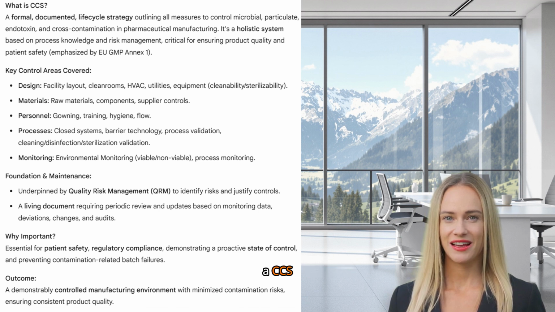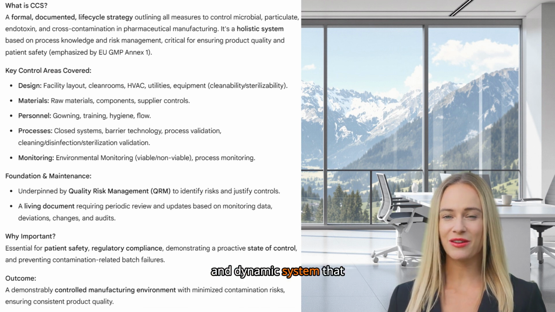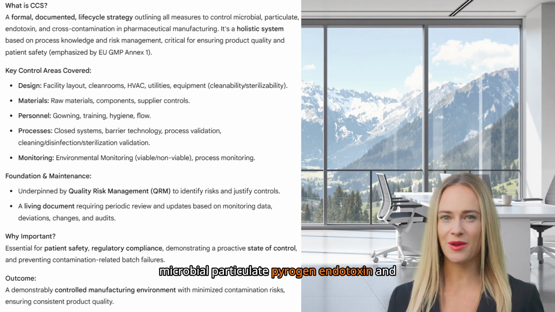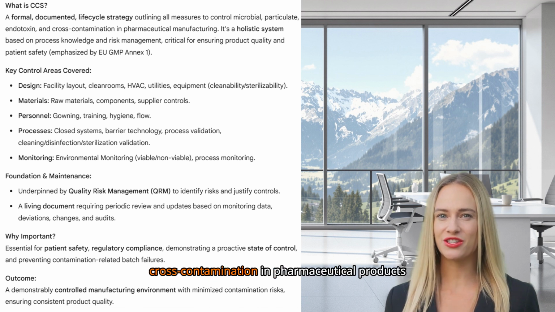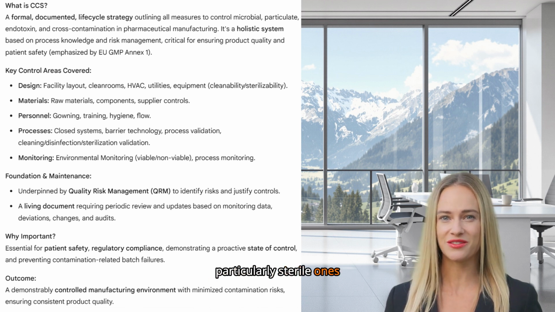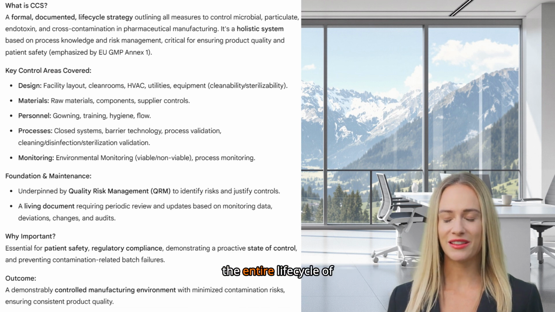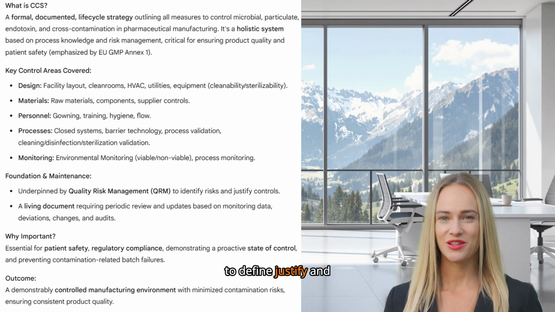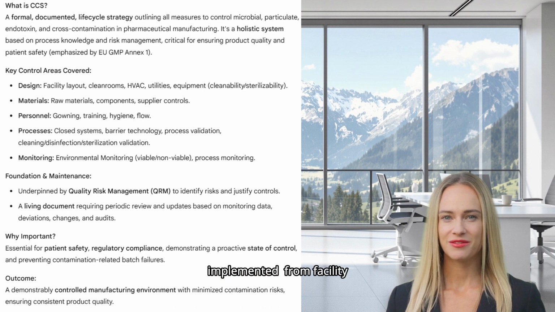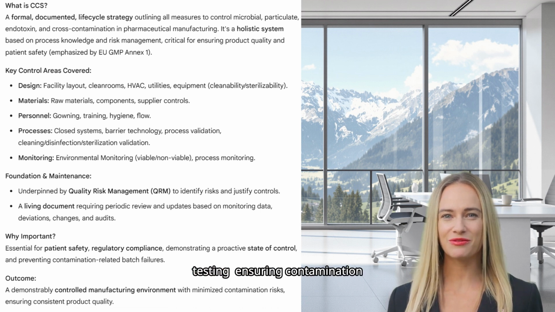So what exactly is a CCS? A contamination control strategy is a planned, documented, and dynamic system that outlines the comprehensive set of controls designed to minimize the risk of microbial, particulate, pyrogen, endotoxin, and cross-contamination in pharmaceutical products, particularly sterile ones. It's not merely a list of procedures, it's a high-level integrated strategy based on deep process and technical understanding, covering the entire life cycle of the product and manufacturing process. The core purpose is to define, justify, and link all the measures implemented, from facility design to final product testing, ensuring contamination risks are understood and consistently managed.